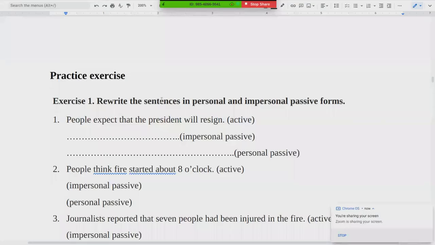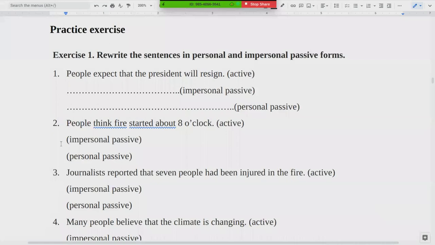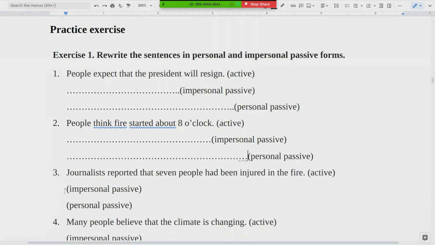Okay, let's start. Let's practice now. Okay, practice exercise. Rewrite the sentences in personal and impersonal passive forms. Passive forms.